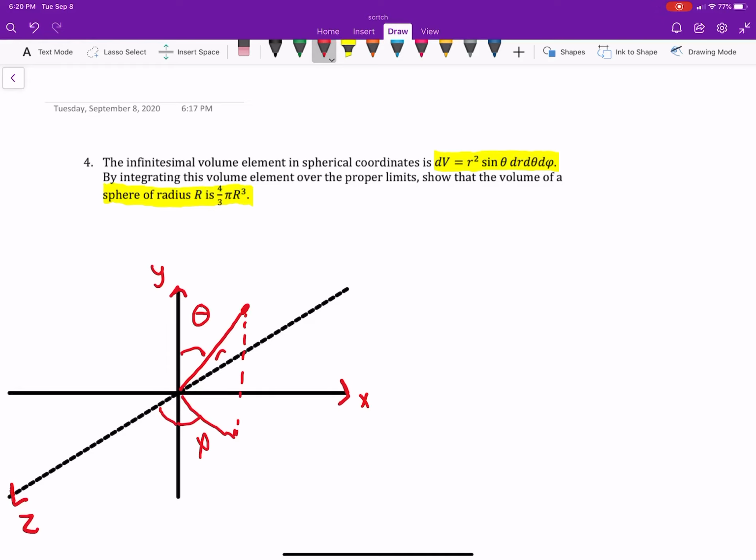So basically r tells you how far away it is. Theta tells you how far away from the y-axis it is. Phi tells you how far away from the z-axis it is. And with that information, you can point at any point in spherical coordinates. So that'll help us with our limits. That's the big thing. So we start with what they give us.